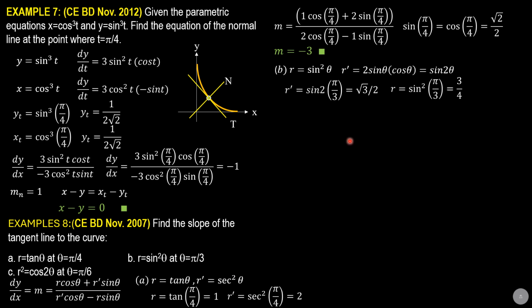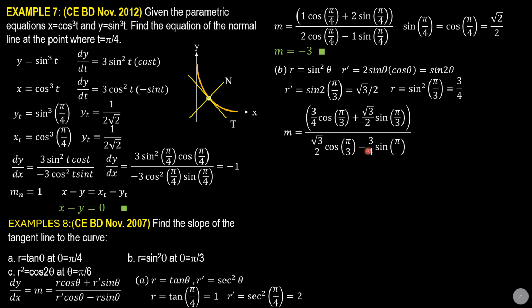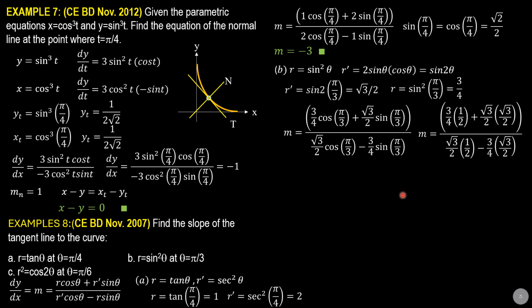So m equals r, 3/4, times cosine of pi over 3 plus r prime, square root of 3 over 2, sine of pi over 3, over square root of 3 over 2 cosine pi over 3 minus 3/4 sine of pi over 3. So cosine of pi over 3 is cosine of 60, that's 1/2. So slope equals 3/4 times 1/2 plus square root of 3 over 2 times square root of 3 over 2, all over square root of 3 over 2 times 1/2 minus 3/4 times square root of 3 over 2.